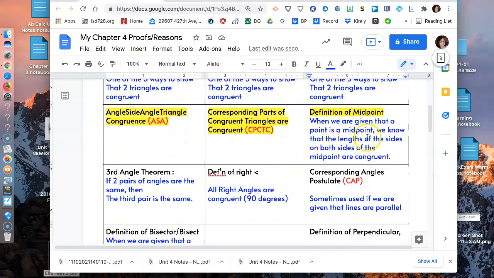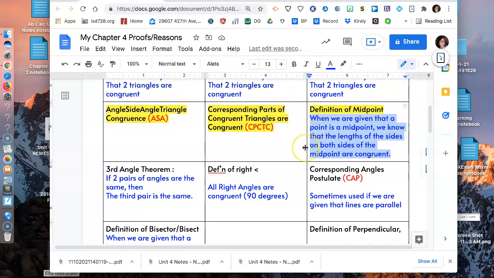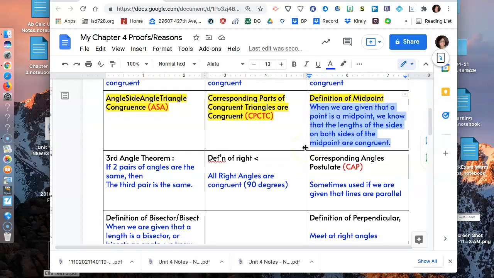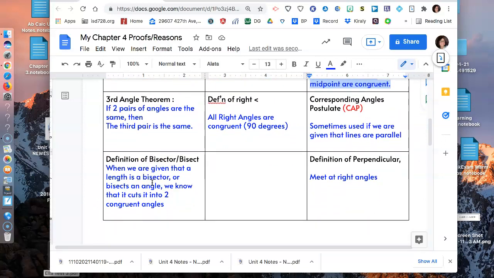Okay. Definition of a midpoint we used in our proof yesterday. And that is when we are given that a point is a midpoint, we know that the lengths of the sides on both sides of that midpoint are the same. That it splits it into 2 equal pieces. Third angle theorem is old.